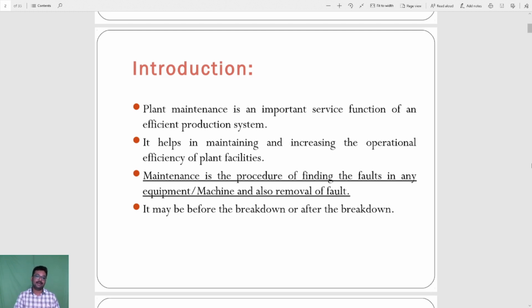That is called plant maintenance, because plant maintenance is a very important component that provides a service function for an effective productive system.